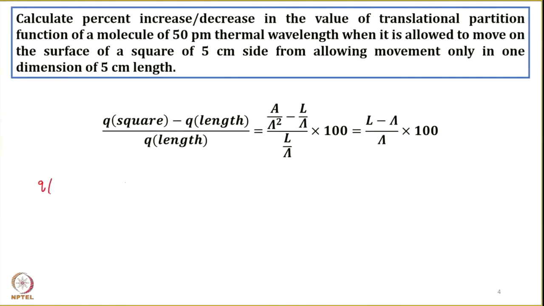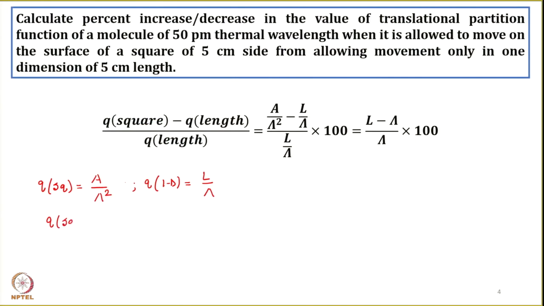Let us write down the expressions. Q for square, let me write it as Q_SQ, is equal to area upon lambda square. And Q for 1D is going to be length upon lambda. Remember that we have derived the expression for the partition function for a molecule which is free to move in one dimension, and it was x upon lambda. Then we derived the expression for three dimensions, it was V upon lambda cube. And at that time we said that you can similarly derive expressions for 2D, and that is going to be area A upon lambda square.